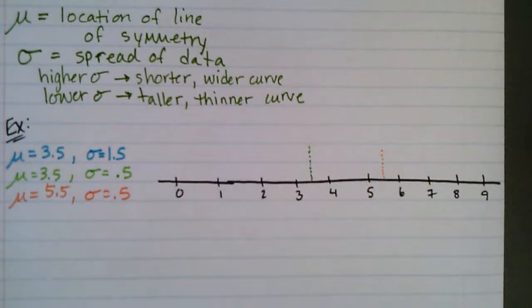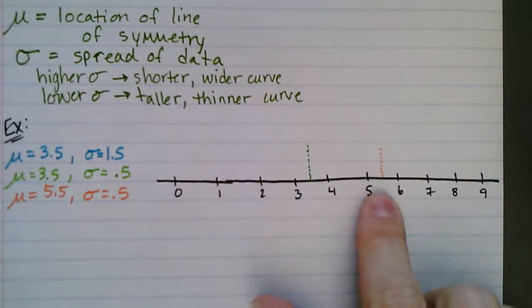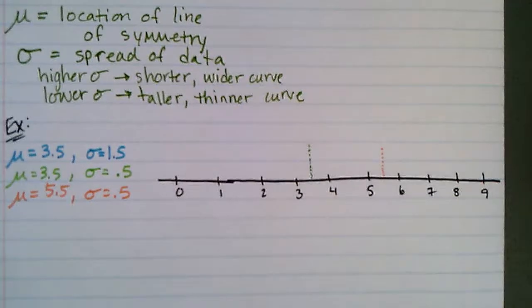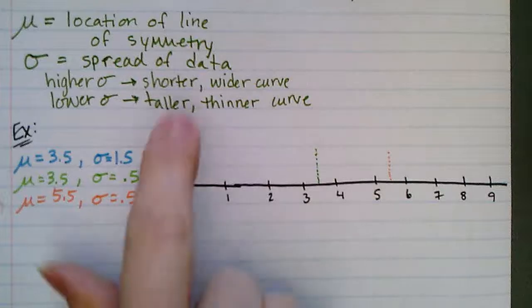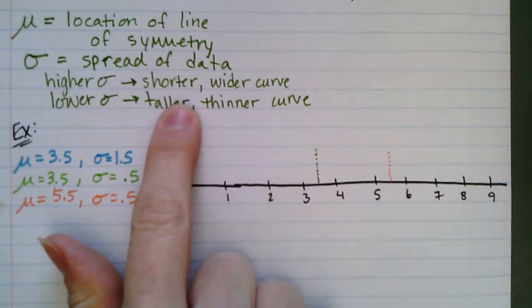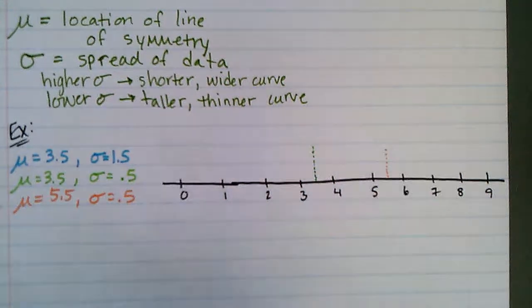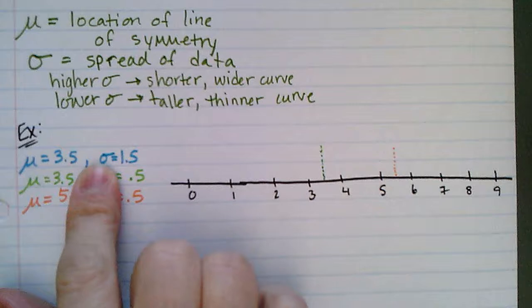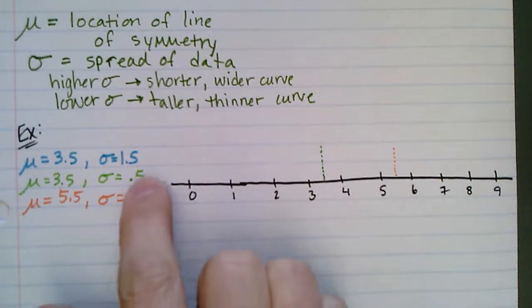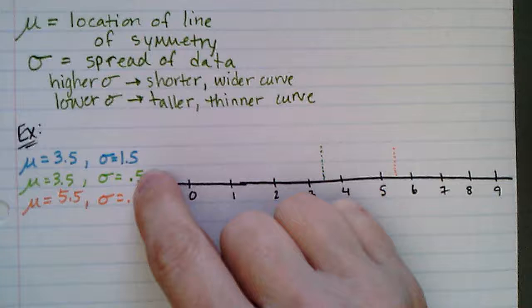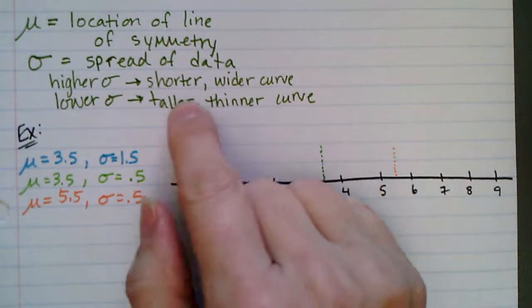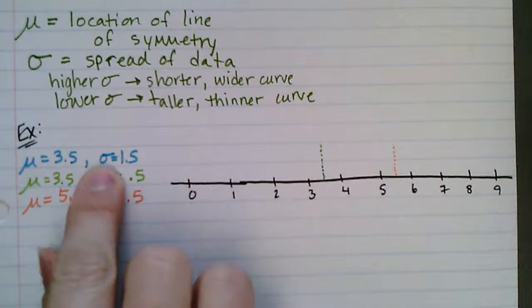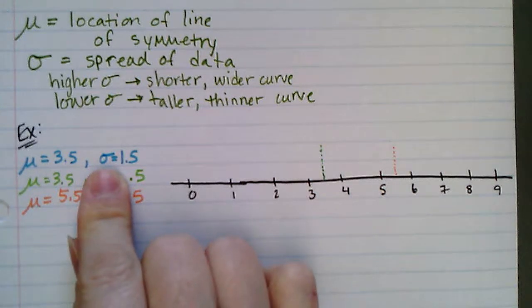So having a higher mean tells me that my line of symmetry will be more to the right than to the left. So the mean tells me the location. The sigma tells me the spread of data. So the higher the sigma, the shorter my curve is going to be because it's more spread out. The lower the sigma, the taller that curve is going to be. So if my sigma is 1.5 on this one, but both of these are 0.5, then these two curves are going to have the same shape. They will be taller and thinner than this curve that will be shorter and wider.